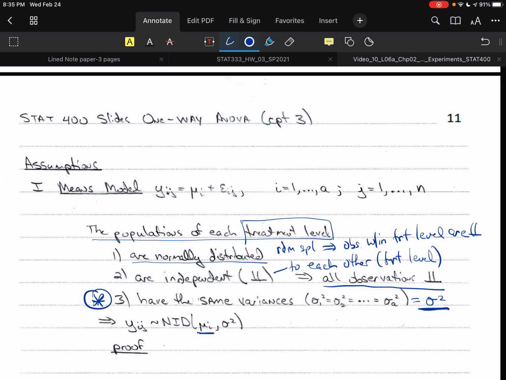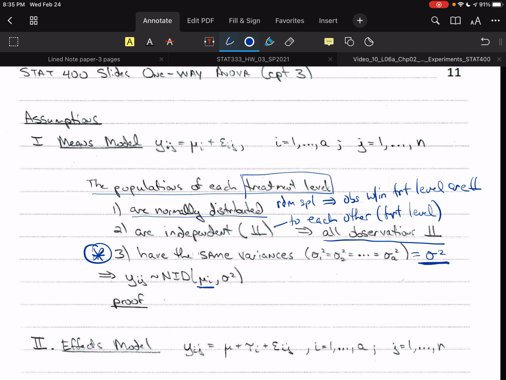It's clear that it has variance sigma squared. It's not clear how we get expected value mu i. I mean, you might say it's clear, but let's look at this. Let's do a very brief proof. E of y_ij, the expected value of y_ij, is equal to the expected value of mu i plus epsilon ij.